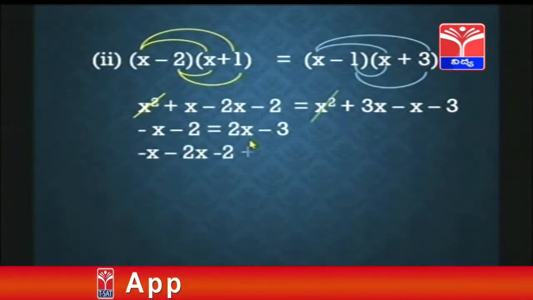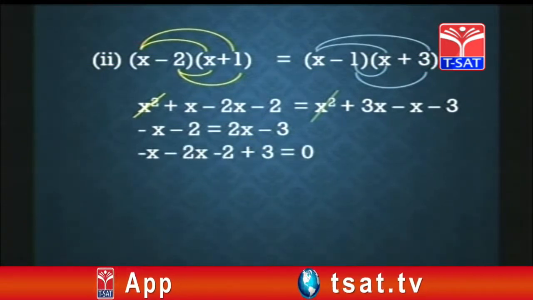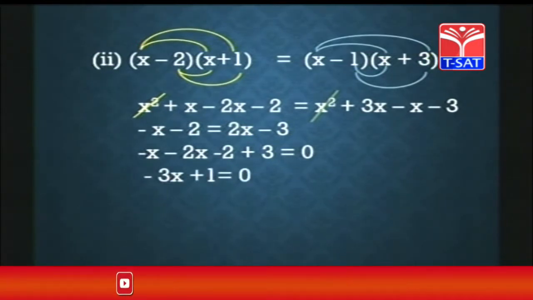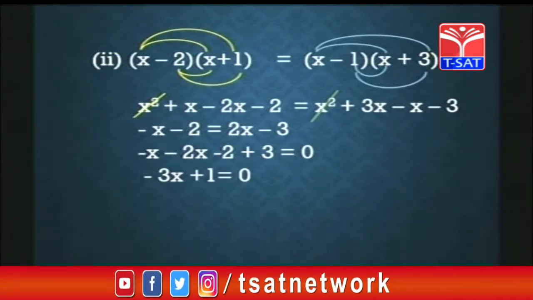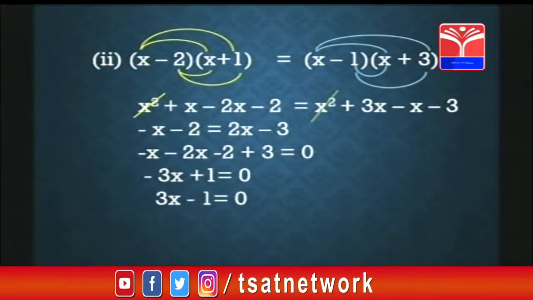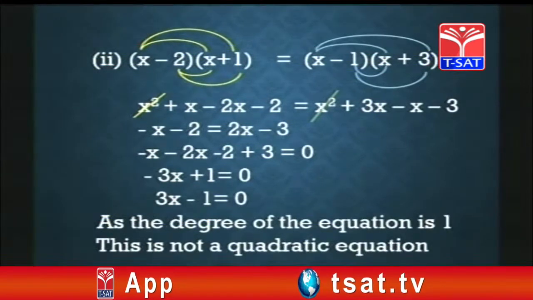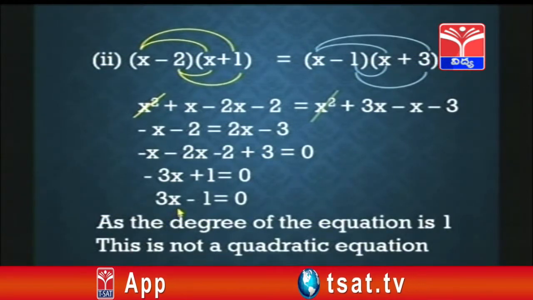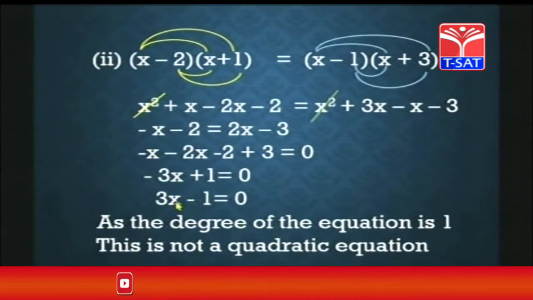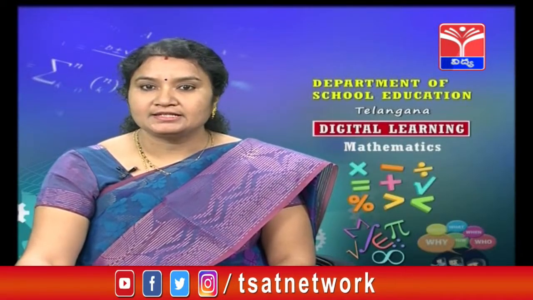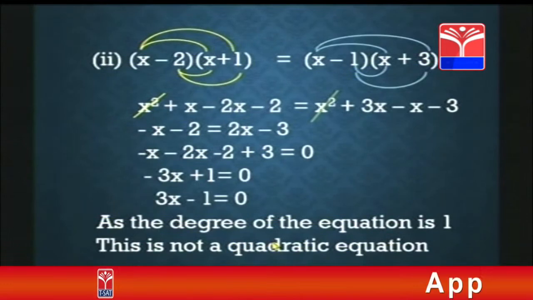Now let's try to write this as one equation by transposing the elements. Now what do we get? We get −3x + 1 = 0. Let's rearrange the equation as 3x − 1 = 0. As you see, the degree of x here is 1. We observe it is not a quadratic equation but a first degree equation. So, this is not a quadratic equation.